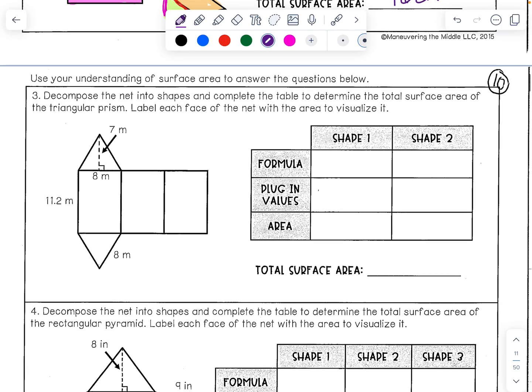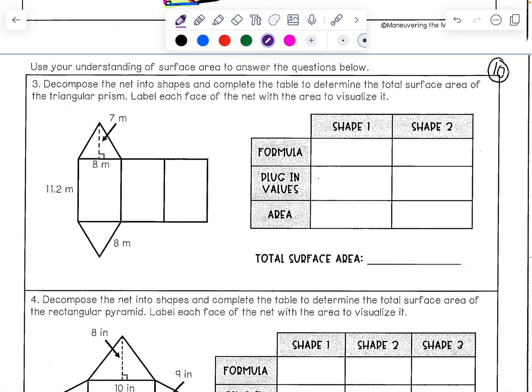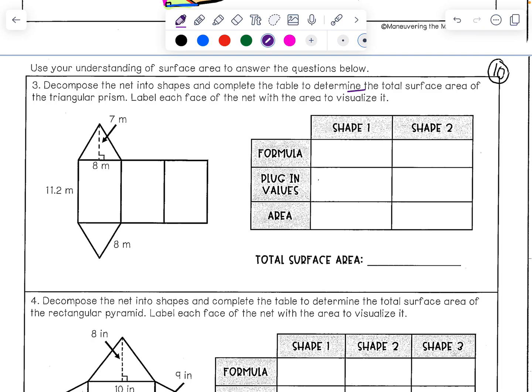Let's try number 10. Also a triangular prism. This time it looks like a different kind of triangle, not a right triangle. Might even be an equilateral triangle. I think it actually is. Yeah, I think this is supposed to be an equilateral triangle, which means all the sides are equal. So there are only 2 shapes. We've got our bases right here, top and bottom. They're saying this side is 8, but also this side. And that side is going to be 8 as well.